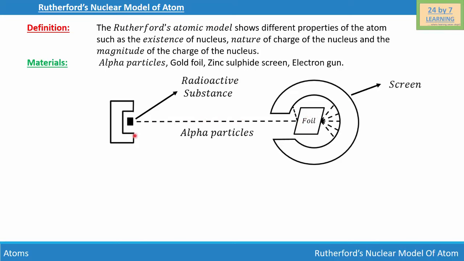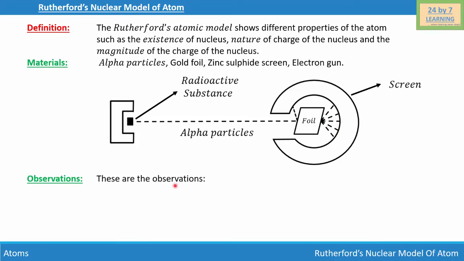Basically, what happens is the radioactive substance releases the alpha particle, and as soon as the alpha particle hits the gold foil, either the alpha particle is reflected at more than 90 degrees or less than 90 degrees, but some alpha particles hit the screen without any deflection.